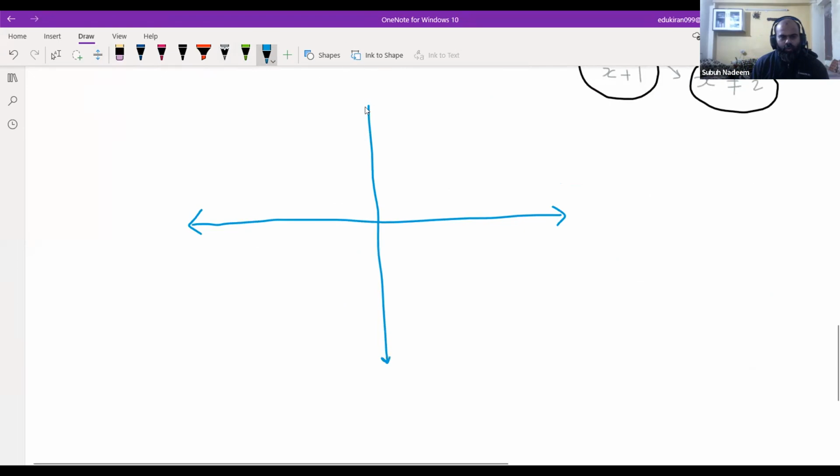So x is equal to 0 is the asymptote, right? What is x equal to 0? It is the y-axis. The vertical asymptote occurs at x equals 0. And where is the hole? The hole is at 4 comma minus 2. So this is 4 and this is minus 2. So here there is a hole.